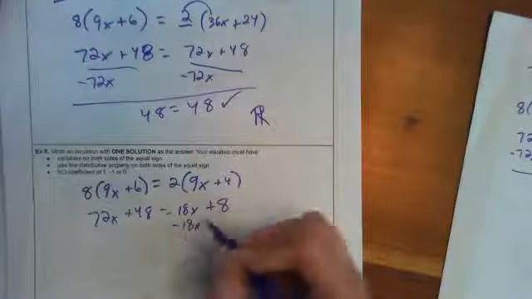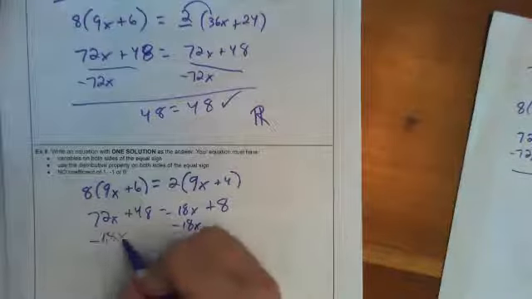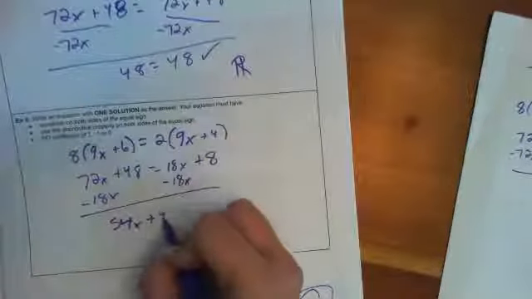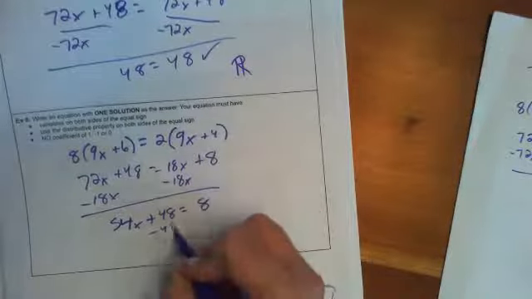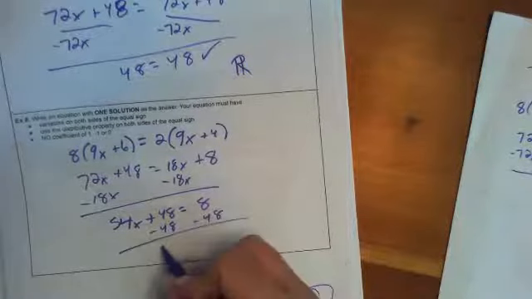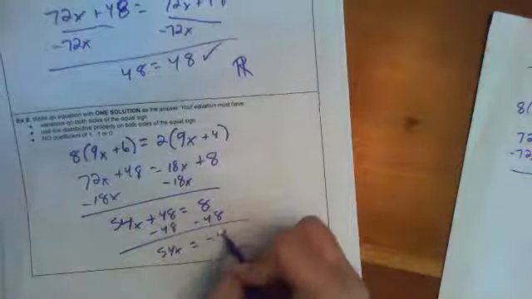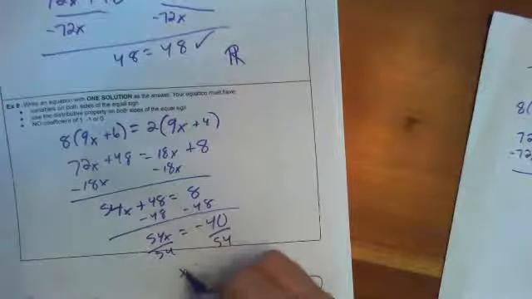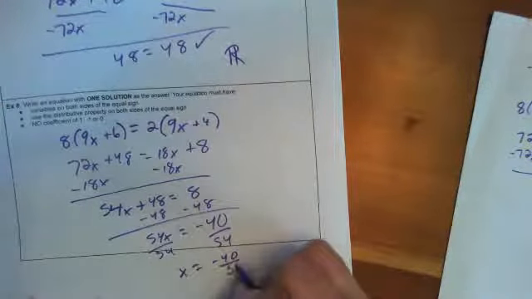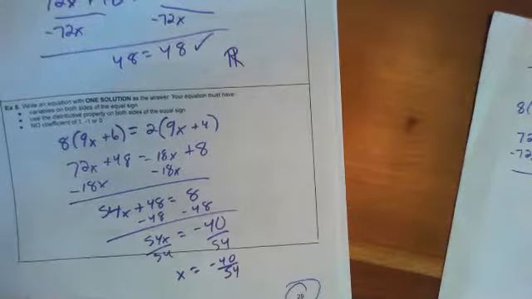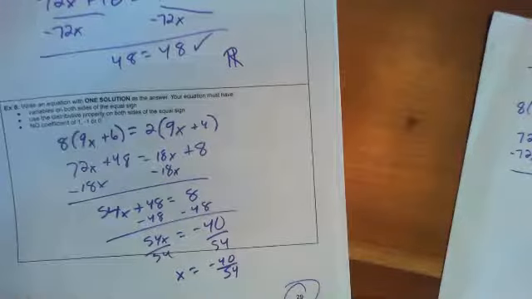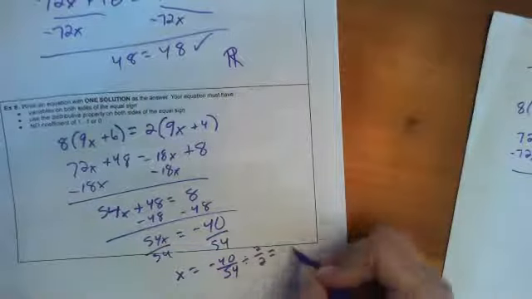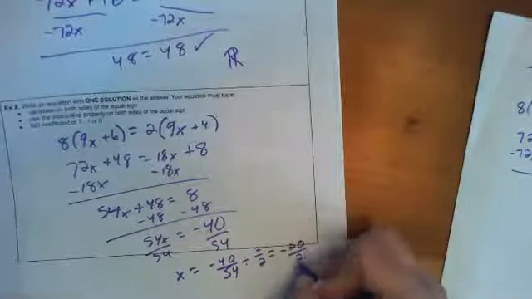Minus 18x is going to give me 54x plus 48 equals 8. Subtract 48 from both sides. I get 54x equals negative 40. Divide by 54, divide by 54. I get x equals negative 40 over 54. That is, I hope you see, not going to cut it because it is not simplified. Let's divide both top and bottom by 2. We get negative 20 over 27.